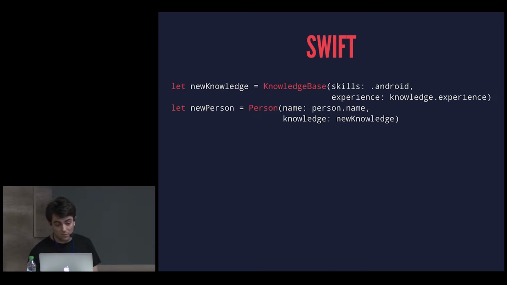So to achieve the same, we have to first create a new knowledge base with the new Android skills for Oleg and assign the same experience. And then we have to create a new person, basically, with Oleg's name and the new knowledge. So you see how much code we had to write to just change a simple property in a very simple structure. But imagine if we had a bigger and very nastier data structure, we would have to write all these new properties and initialize them.